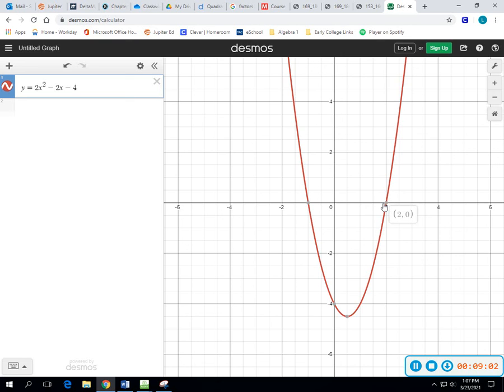Now you are going to practice identifying these on your own using Desmos. Type in the equation and then identify each of the points.